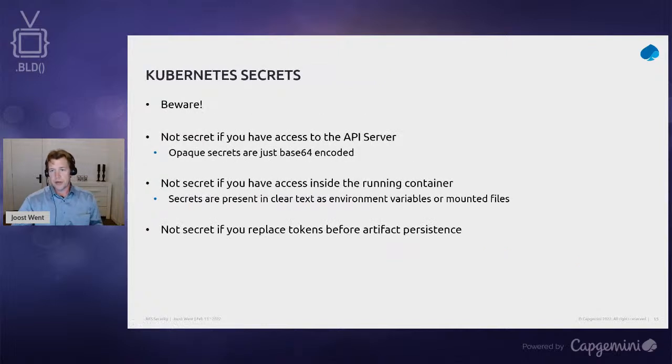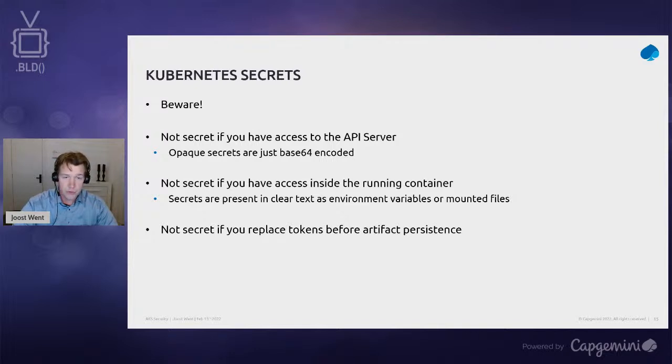You still have to be beware. Secrets are not secret anymore if you have access to the API server. You saw the resources that I've just deployed. If you do kubectl get secrets, then you'll be able to see the internals of the secrets as well, and they are just base64 encoded.